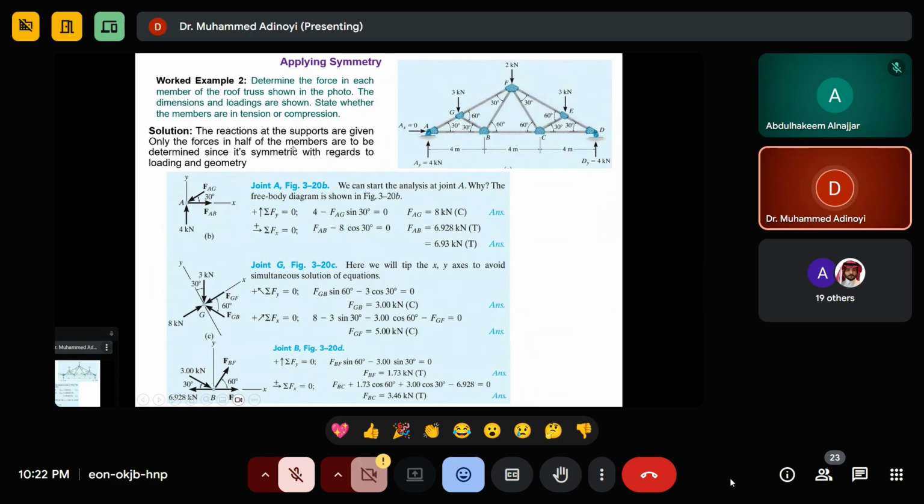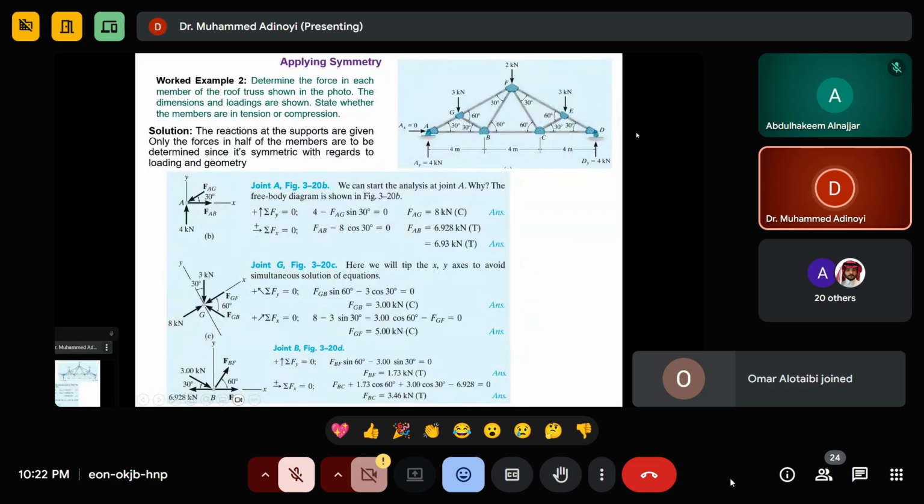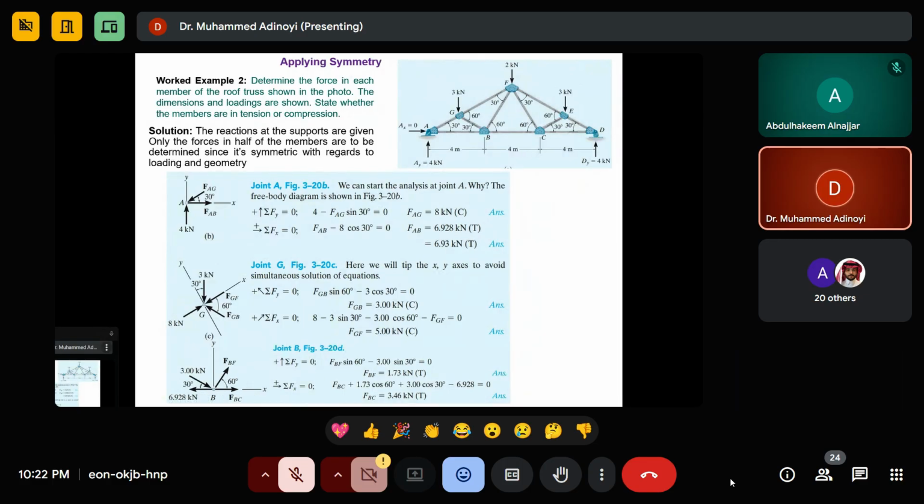So applying what? Again, before you go to calculate, you have to find the reactions if they are not given. Here they are already given. You are told that AY is 4 kilonewton, DY is 4 kilonewton, then AX is 0. Is it clear?